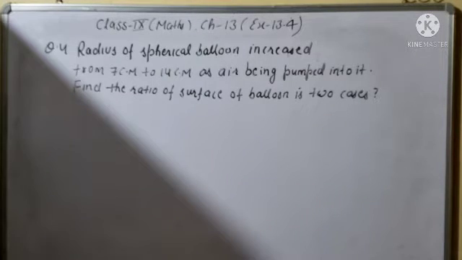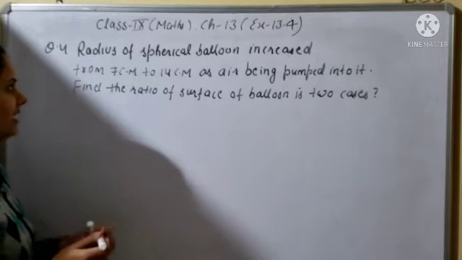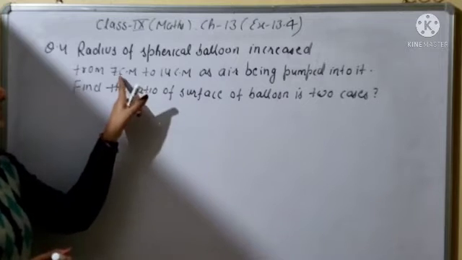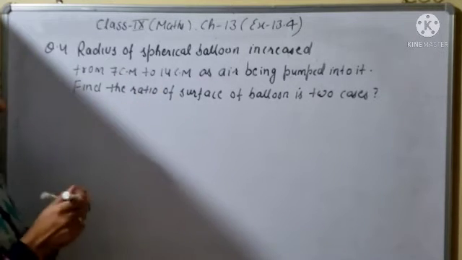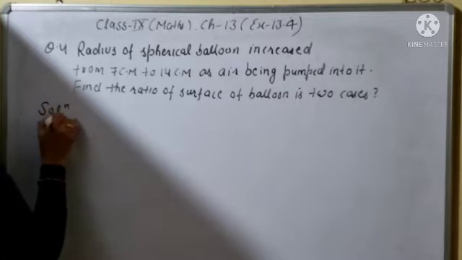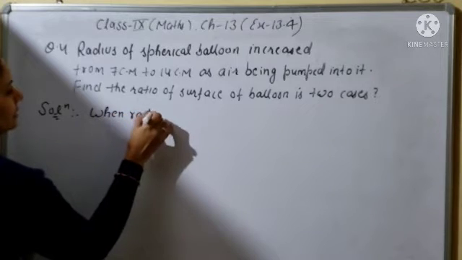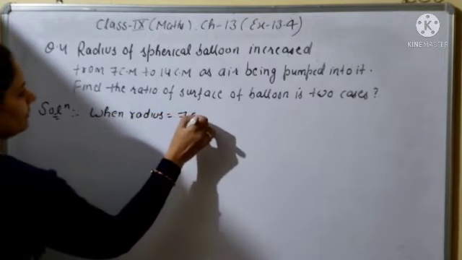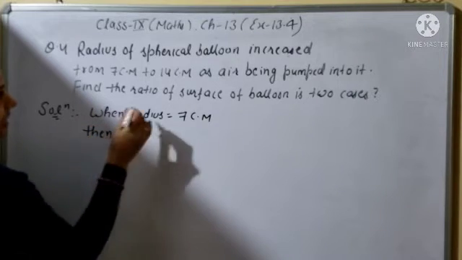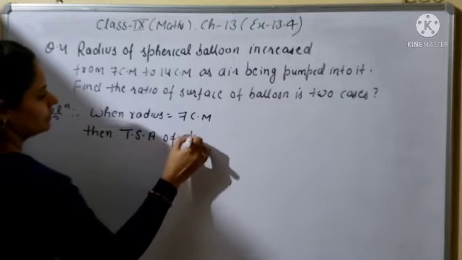So simply it is given when radius is 7 centimeters. First of all you will find out the total surface area, and when it is increasing to 14 centimeter from 7 centimeter, what will be the surface area? So simply in both the cases you will find out the surface area. So solution, you will write: when radius is equal to 7 centimeter, then surface area. Surface area means total surface area of sphere.